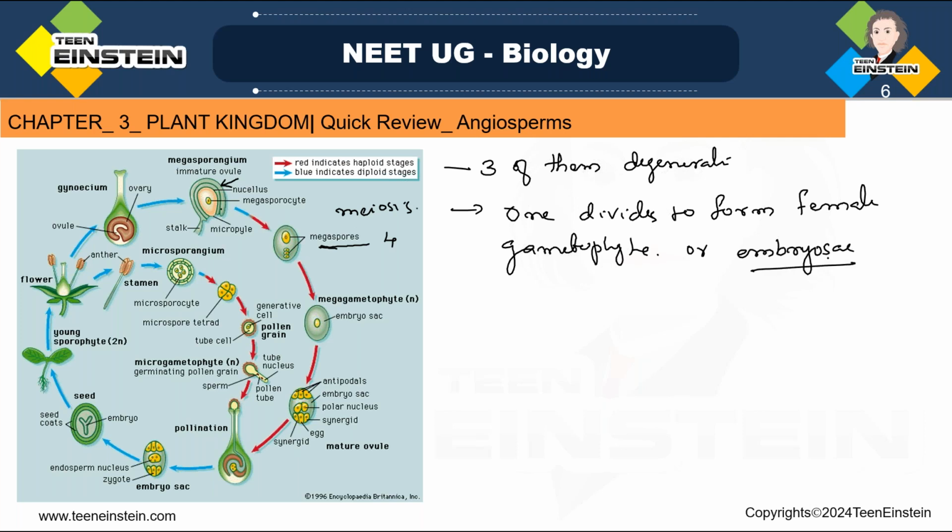Embryo sac, female gametophyte or embryo sac. Among these four, all these three degenerate and one will remain. And that will again undergo division and that forms the embryo sac. Here you can see that forms the embryo sac. Okay.